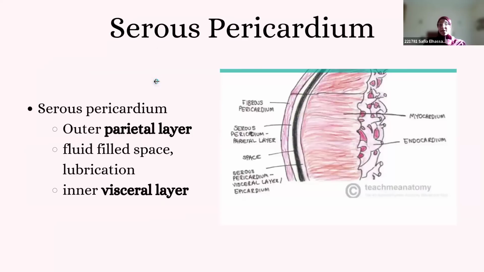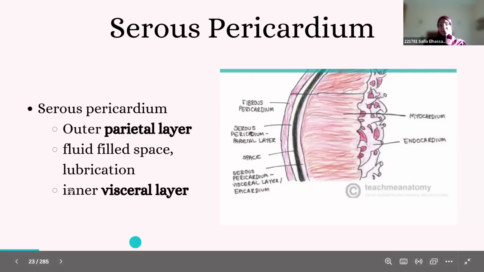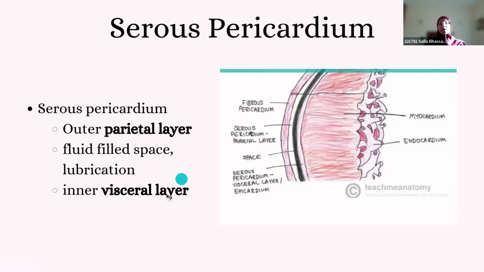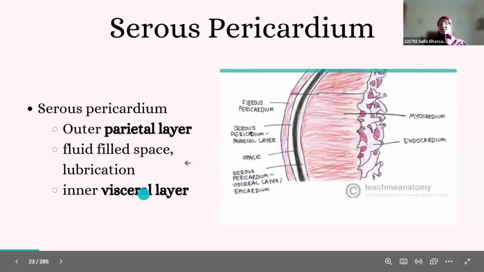So the serous pericardium actually has 2 layers within it. You have a parietal layer, which is the outside one, and it is just behind the fibrous pericardium, and you have an inner visceral layer. So the word visceral, it just means organ. So whenever we're talking about like a pericardium or a pleura and we use the word visceral, that means that this is the layer that's directly adherent to the organ.